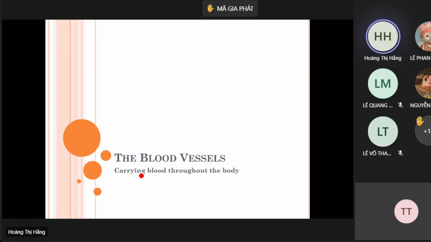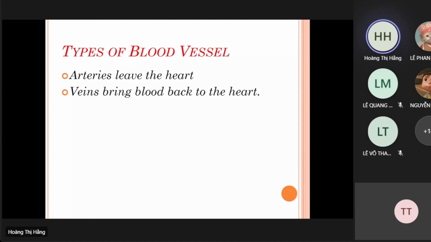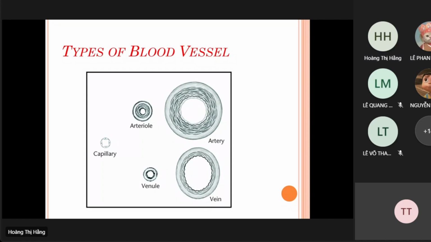Ok, rồi cô chiếu slide của cô nha. Mình đi qua phần cuối cùng đó là mạch máu. Blood vessels carry blood throughout the body. The types of blood vessels: we have arteries leave the heart and veins bring blood back to the heart, not oxygen rich or oxygen poor. Okay. These are the types of blood vessels.